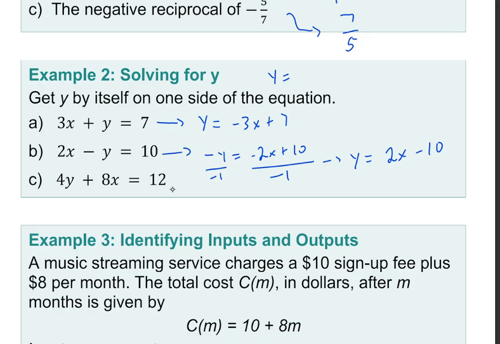Now for the third one, we're going to subtract 8x from both sides. Same place we've been starting, so we end up with 4y equals -8x plus 12. And then we're going to divide everything by 4. And we get y equals -2x, right? -8 divided by 4. And then we do 12 divided by 4, plus 3. And there you have it. We have the y equals version of that formula.